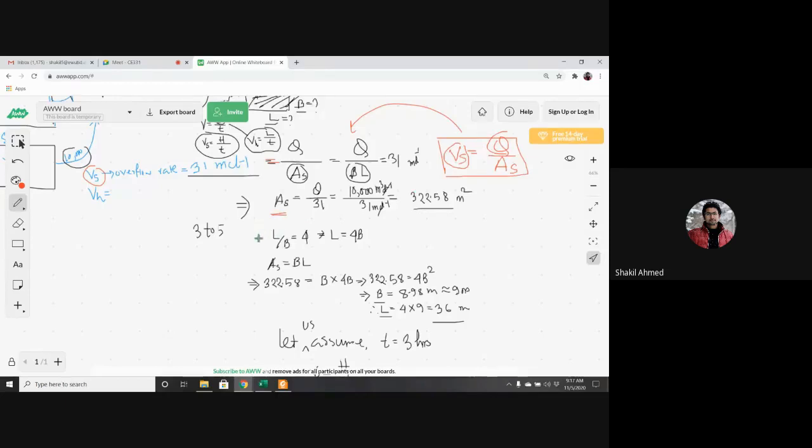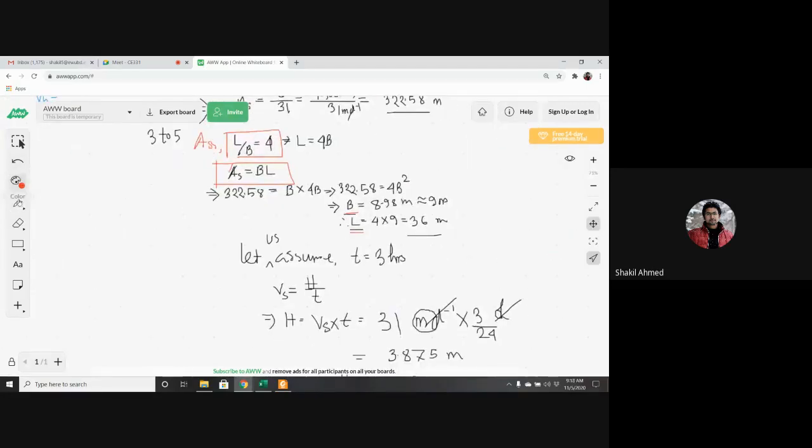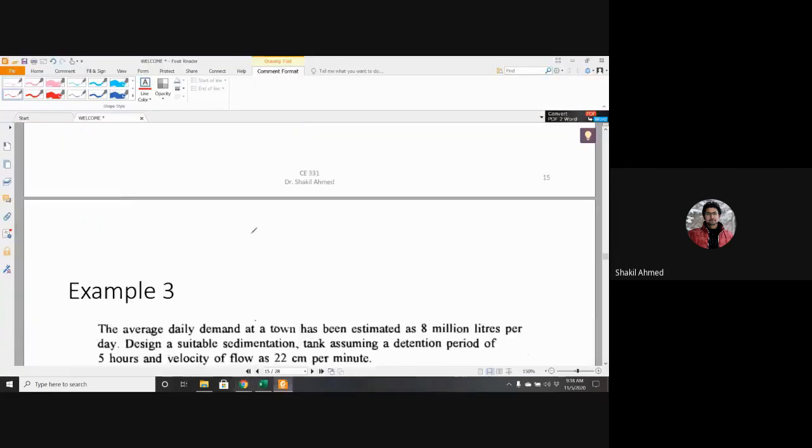Now you assume L by B equals to 4 by 4. Assume. Okay. Now S equals to B into L, you know. So that S value, you use it, and with these two you calculate L and B. And then finally, you use this equation to calculate the value of depth. That's it.